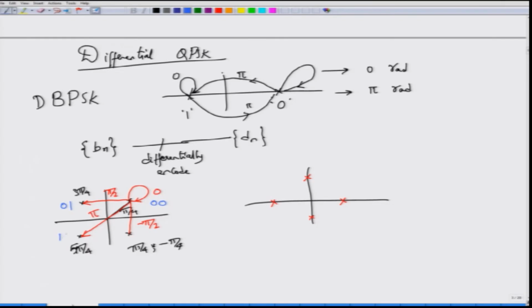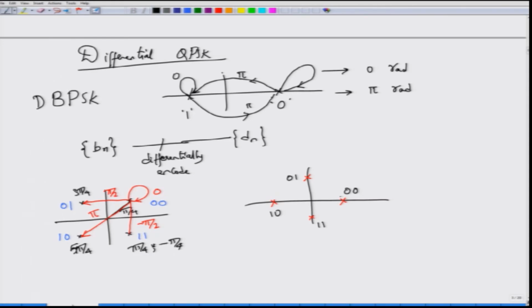So, I have these 4 possible combinations, and if this represents a straight binary coding 0 0, 0 1, 1 0 and 1 1, the differential coded bits can also be represented as 0 0, 0 1, 1 0 and 1 1. But please note that this 0 0 in the straight binary format or the standard QPSK format denotes a different phase, whereas this 0 0 here indicates the same phase difference.